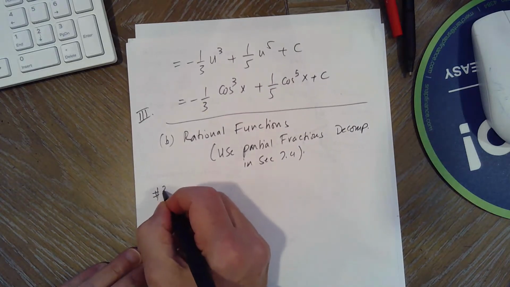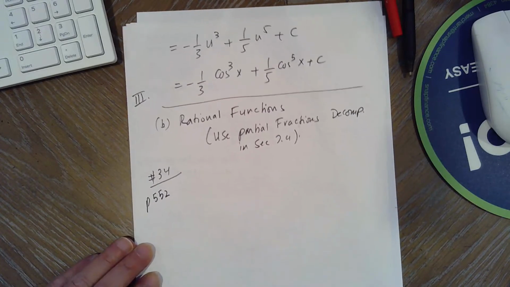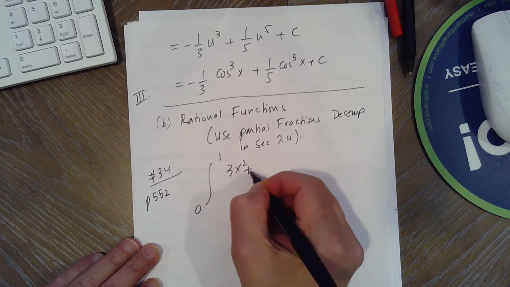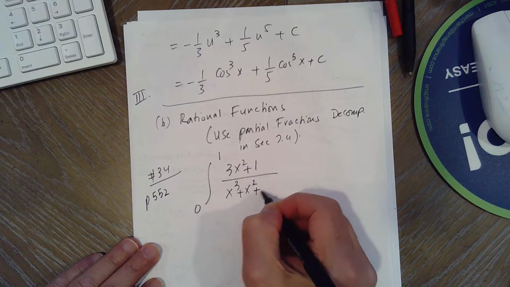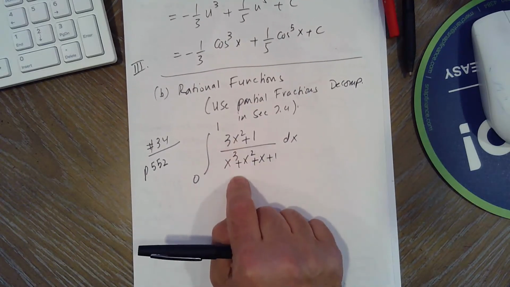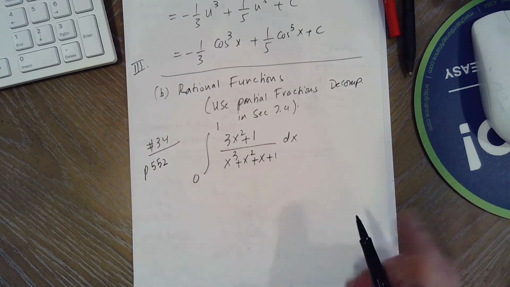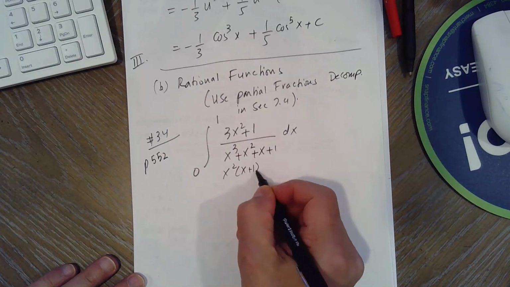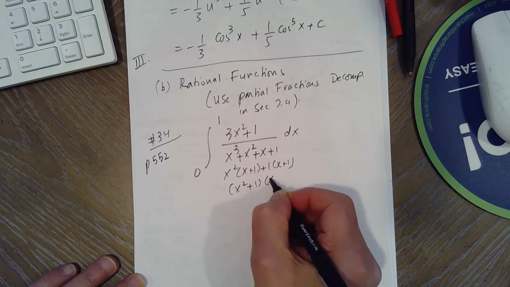So like number 34, page 552. If I'm integrating from 0 to 1, 3x squared plus 1 over x cubed plus x squared plus x plus 1. First we notice that the degree of the top is less than the degree of the bottom. If it was equal or greater, then we do long division first. And then we can factor the bottom, that's x squared times x plus 1 plus x plus 1, which would be x squared plus 1 times x plus 1.